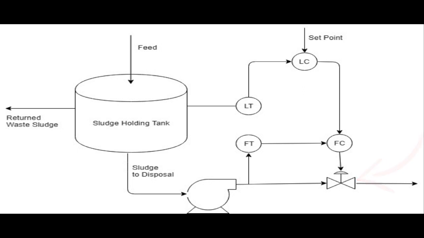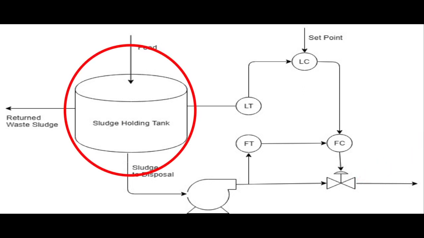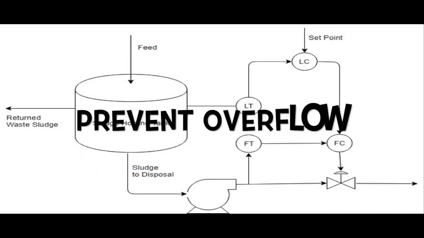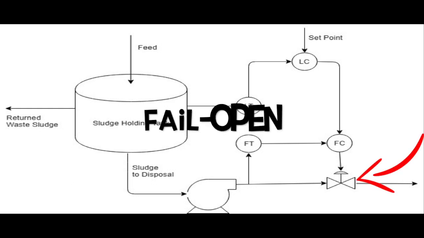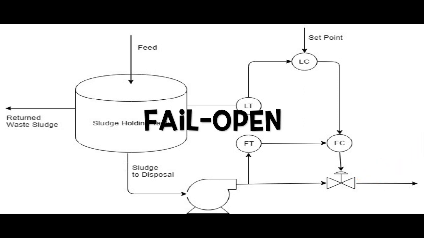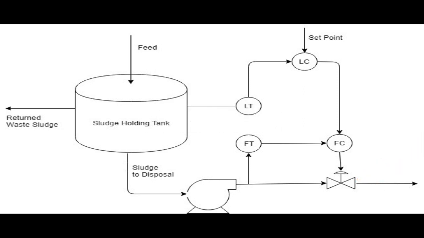This process is to control the level of the sludge solution in the tank. By doing this, it can prevent the overflow of unwanted product to the other areas. The valve used in this process control is a fail open valve. It is used to prevent the accumulation of unwanted solution in the tank when anything goes wrong.